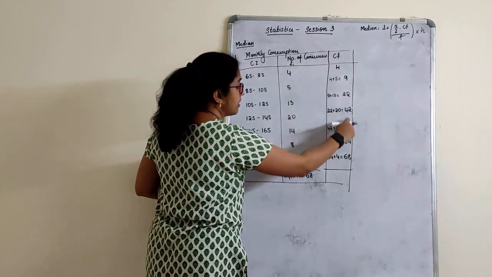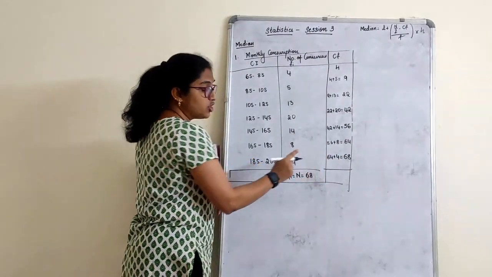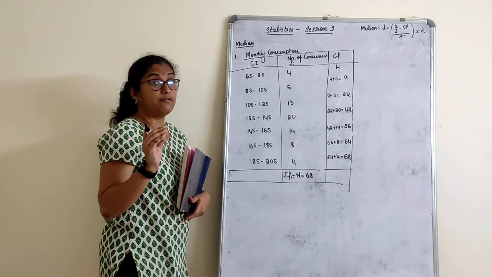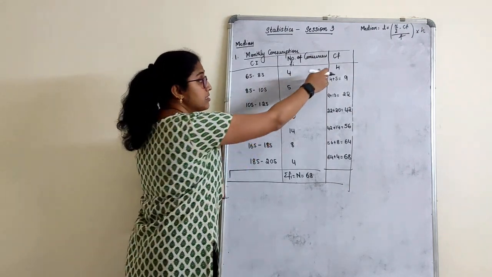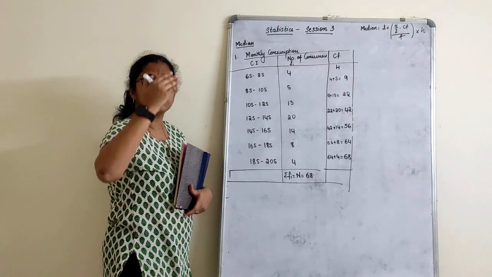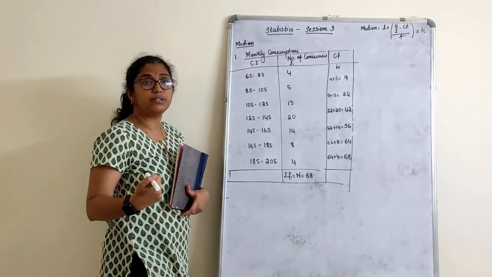Always. If you don't get 68, you have gone wrong in your addition. This is something called cumulative frequency. This addition only once I am showing, for you to understand. From the next sum onwards, we will not show. This is how we calculate cumulative frequency. Subsequent frequencies we go on adding to the next term.